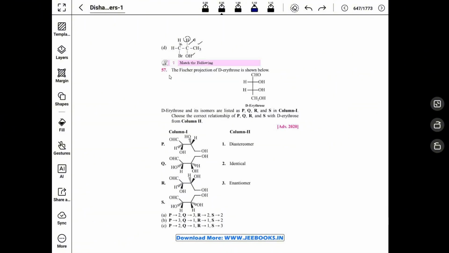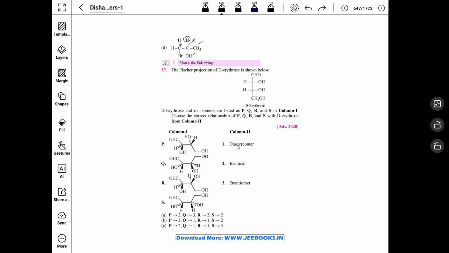Now moving to question number 57. Match the following. The Fischer projection of D-erythrose is shown below. So this is the Fischer projection. And now the question is, D-erythrose and its isomers are listed as P, Q, R and S in column 1. Choose the correct relationship between P, Q, R, S and D-erythrose from column 2. Okay, so these are the different isomers of D-erythrose, and we have to see the relationship between P and D-erythrose. So whether the P isomer is a diastereomer, identical, or enantiomer, we have to check.